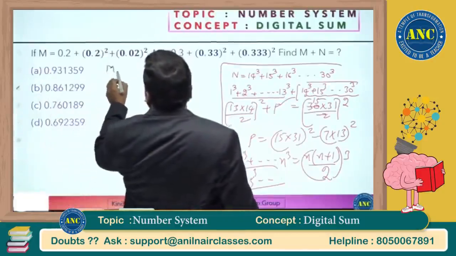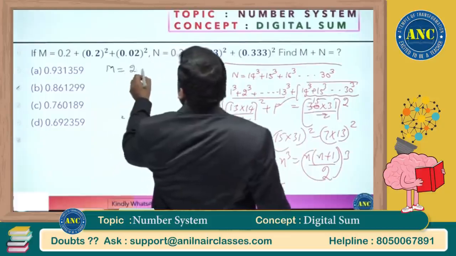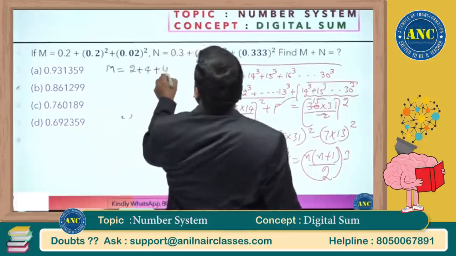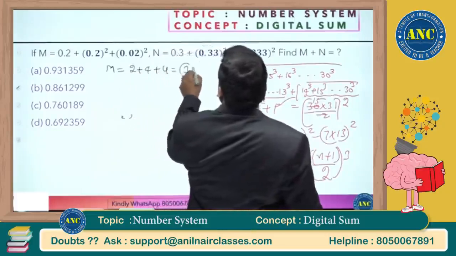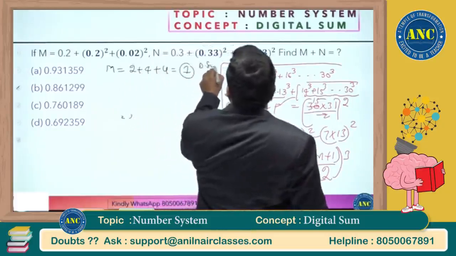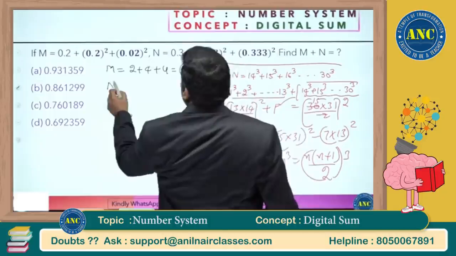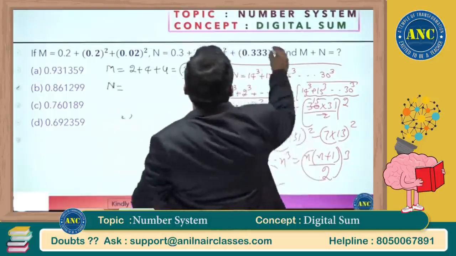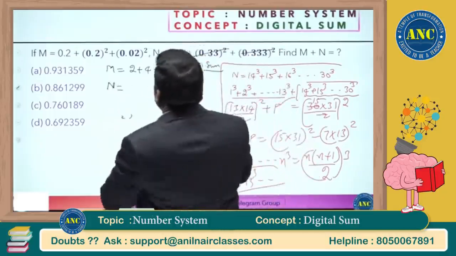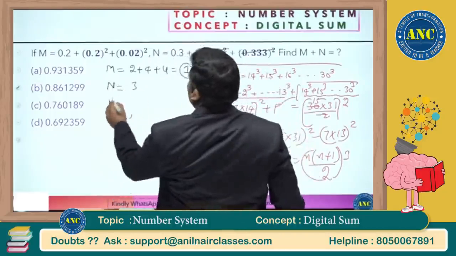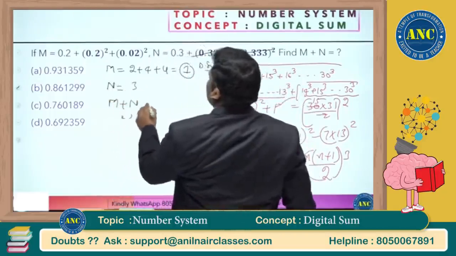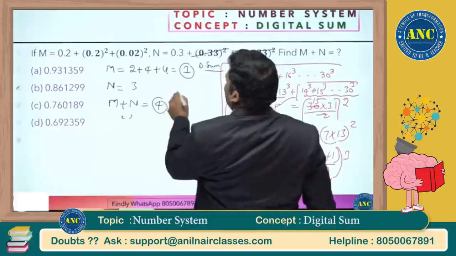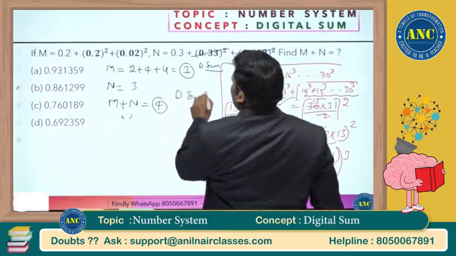M is equivalent to 2 square, it is 4. Again 2 square, 4. 8 plus 10 is 10. Answer digital sum is 1. N it is 9. You can eliminate. It is 3. So M plus N digital sum should be 4.